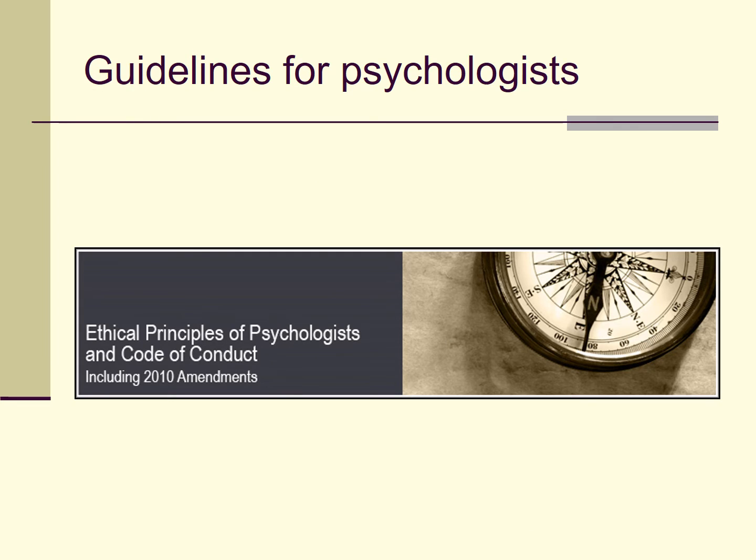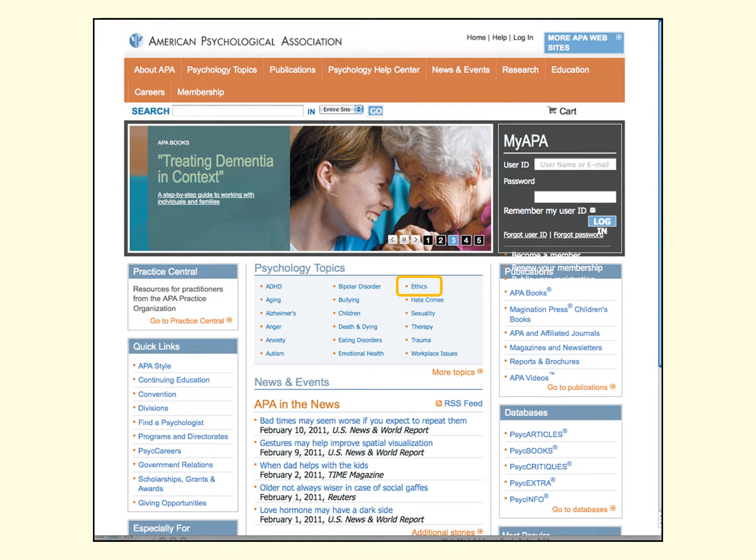Okay, in the next section of this lecture, I want to talk specifically about some of the guidelines for psychologists, some of the ethical guidelines for psychologists. And here I'm just using the American Psychological Association's Code of Conduct. You're probably familiar with this document already. If you've taken a research methods class, you might have encountered this before, or in some of your other psychology classes.